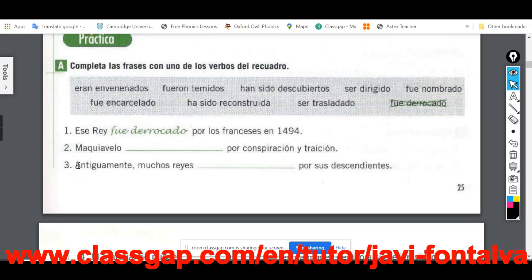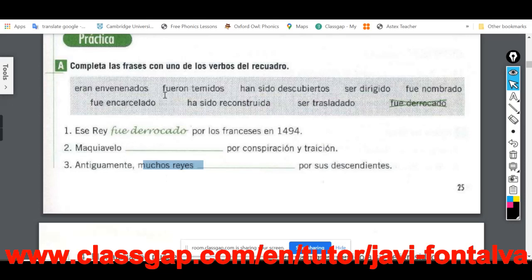Tres. Antiguamente, so formerly, in old times, muchos reyes fueron... por sus descendientes. So is this one king or more than one king? More than one, because muchos reyes. So here you have a clue. It has to be plural, right? So it has to be one of the first three.